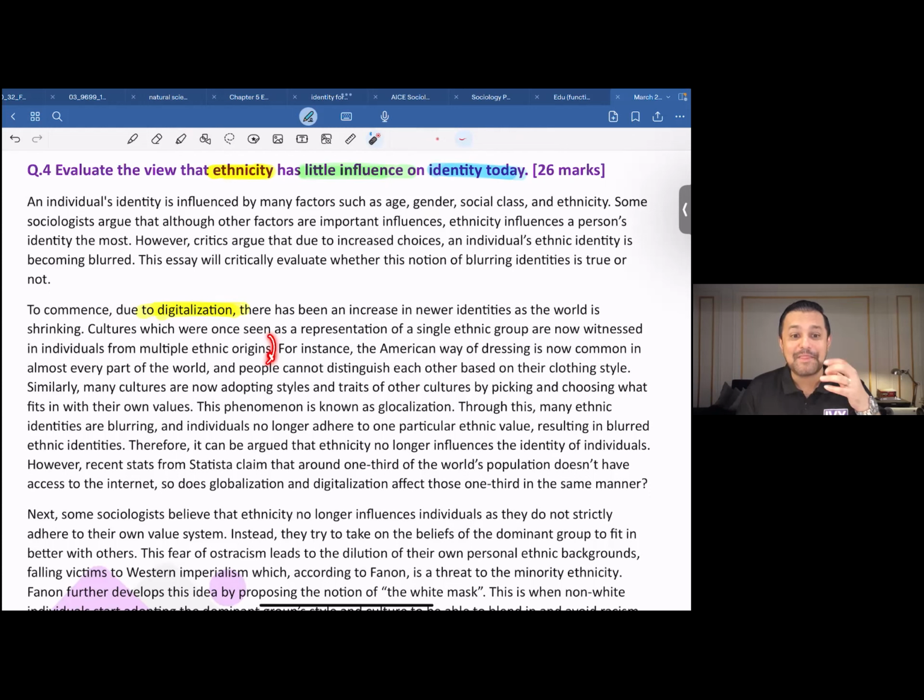BTS, right? So it was a representation of a single ethnic group. Today, you witness these in individuals from multiple ethnic groups. For instance, the American way of dressing is now common in almost every part of the world, and people cannot distinguish each other based on their clothing style. Similarly, many cultures are now adopting styles and traits of other cultures by picking and choosing what fits in their own values. Picking and choosing. Do you smell postmodernism here?